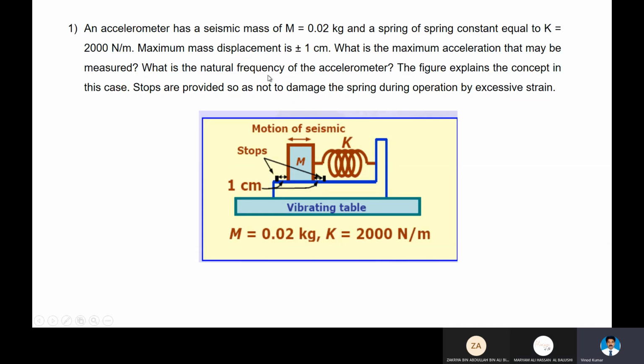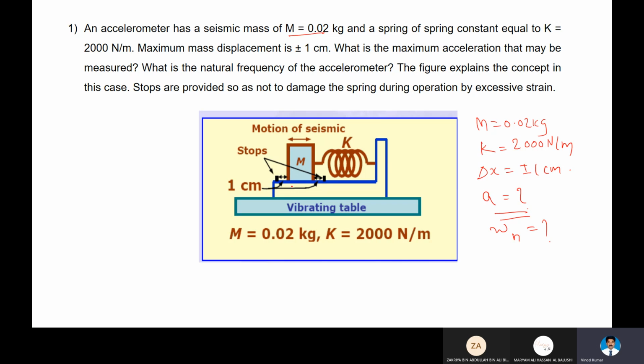Yes, okay. An accelerometer has a seismic mass m. So mass m is given as 0.02 kilogram. Spring constant K equal to 2000 Newton per meter. Displacement delta X is plus or minus 1 centimeter. What is the maximum acceleration that can be measured? We have to calculate acceleration. What is the natural frequency omega n of the accelerometer?